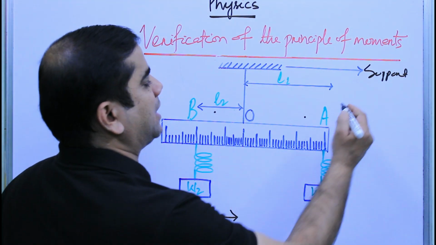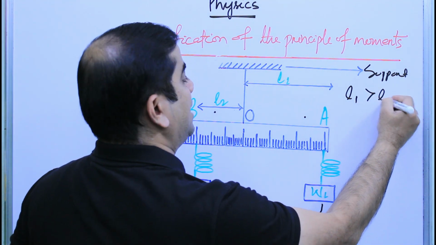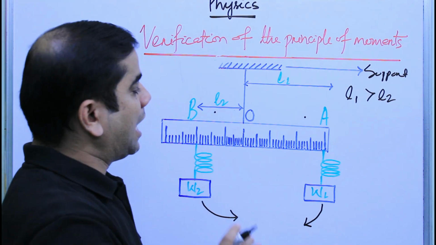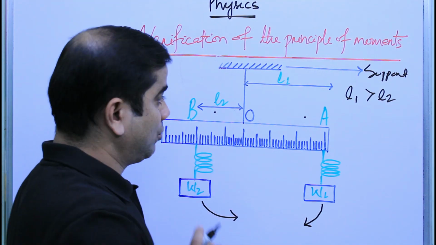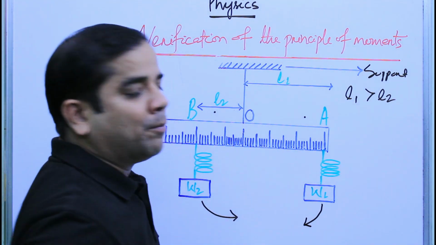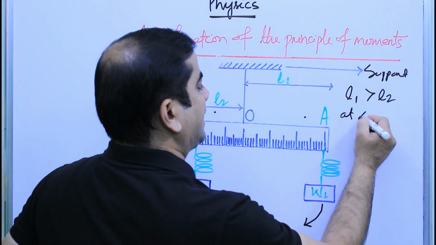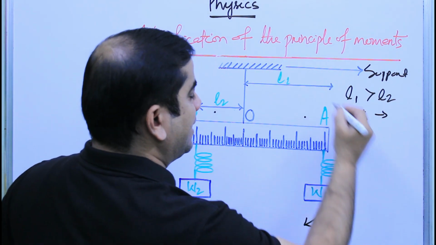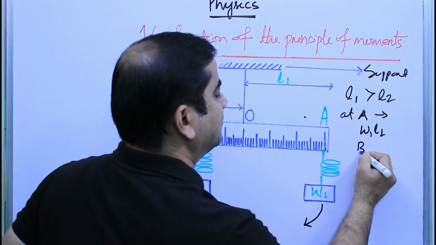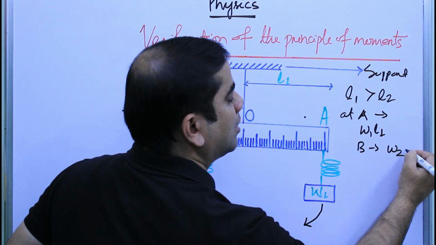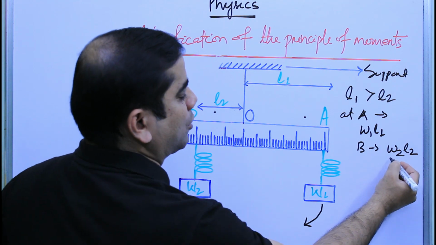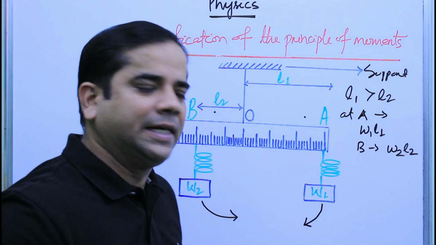Here you can clearly observe that L1 is greater than L2, but the ruler is still at its horizontal position and it is in equilibrium. It is at rest. It is not going through any rotational motion. So in that case, what would be the moment of force at A? At A, the moment of force would be W1 into L1, and at B it would be W2 L2. Product of weight and perpendicular distance, as we have already discussed.